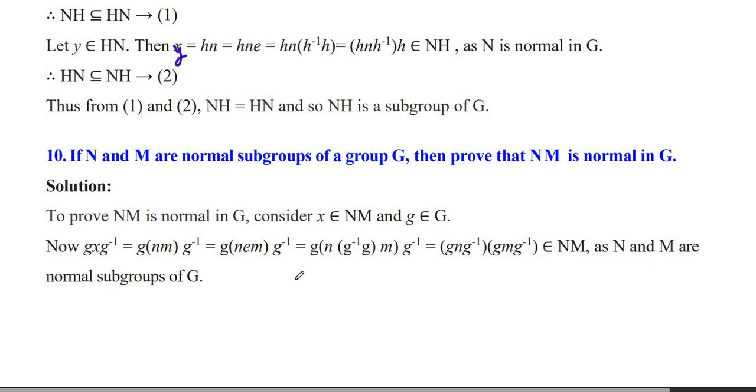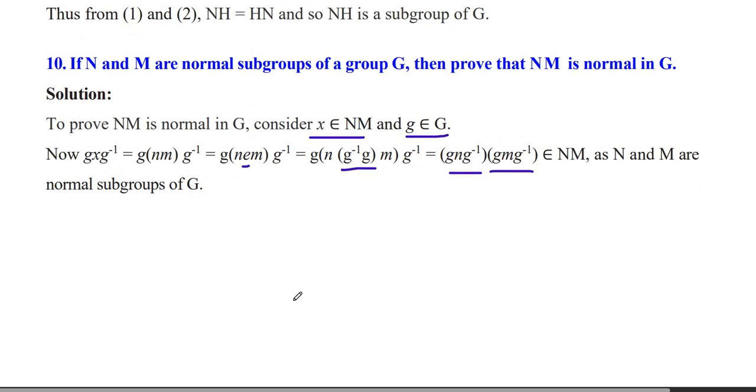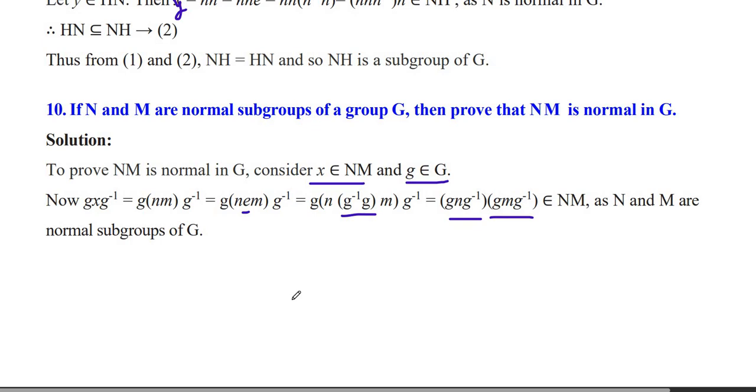Next is, if N and M are normal in G, then NM, the product, is normal in G. Just now we proved that NM is a subgroup. So to prove that NM is normal in G, we consider g in G and x in NM. So you have g x g inverse to be like this. Introduce e in between and replace that by g inverse g, so that this will be a member of capital N and this will be a member of capital M, and that shows that the product NM is normal in G.